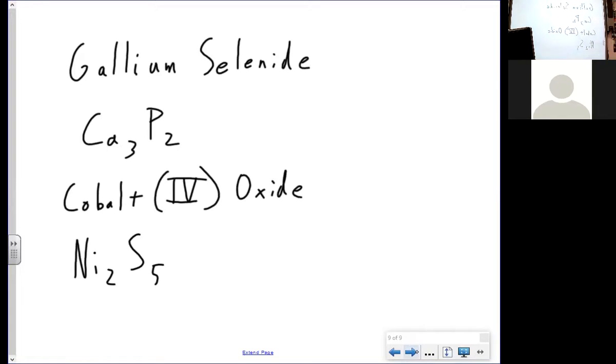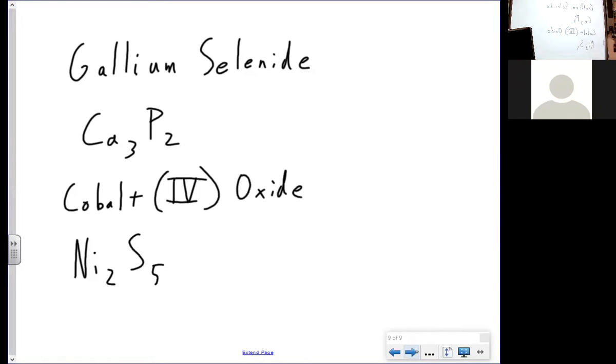So for two of them, give me the formula. For two of them, give me the name. Gallium selenide, Ca3P2, cobalt(IV) oxide, Ni2S5. What do we have to do? Give me formulas, give me names. Formula is like the letters. A chemical formula is just a way to write a chemical compound down.